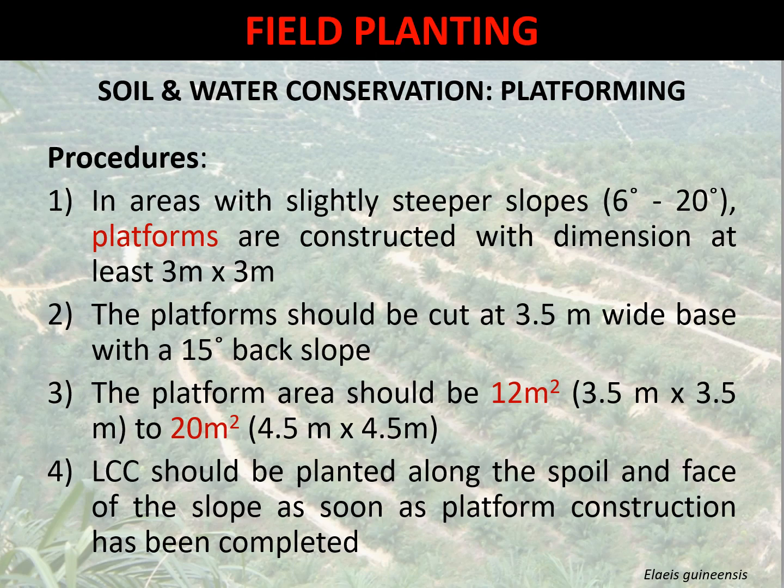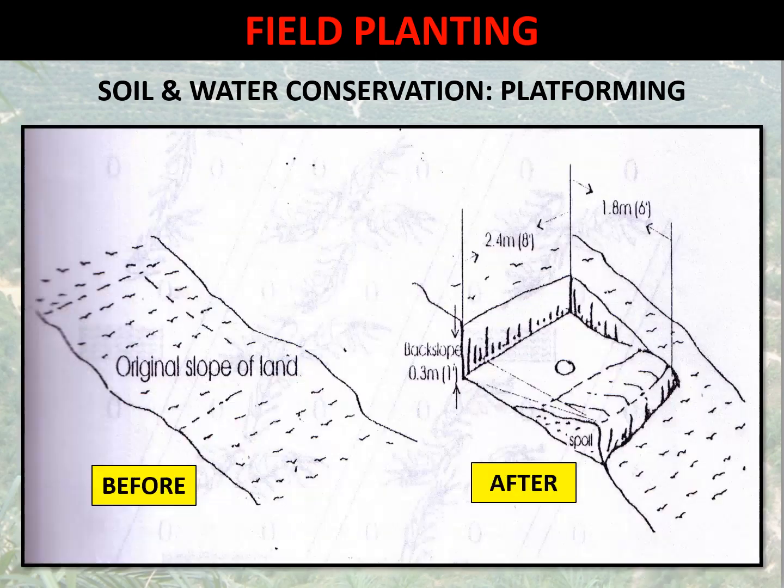The platform area should be 12 meter square with a dimension of 3.5 meter times 3.5 meter to 20 meter square with a dimension of 4.5 meter times 4.5 meter. The LCC should be planted along the spoil and face off the slope as soon as the platform construction has been completed. This figure shows the before and after platformings being constructed.